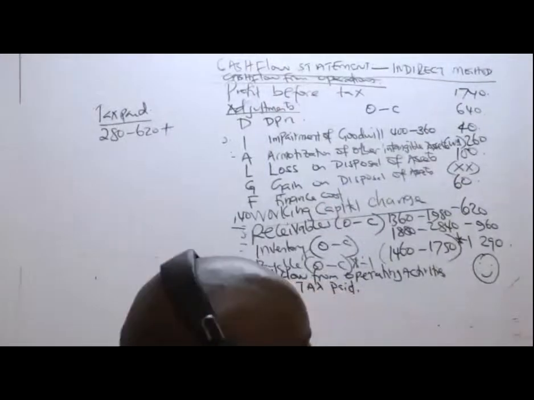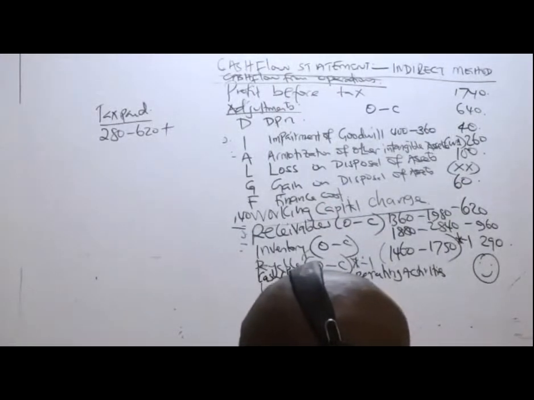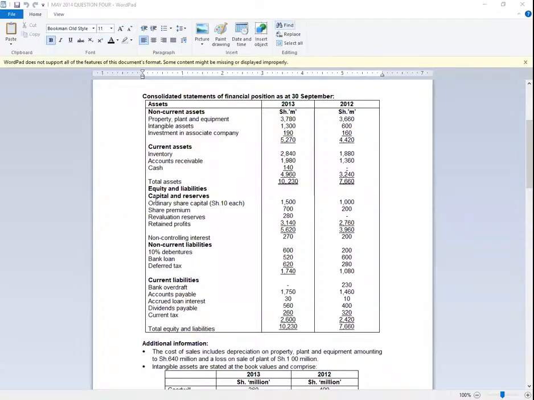Current tax, I'm taking what minus what? Is there somebody who is able to see the current tax here? 320 minus 260. So plus 320 minus 260. Is there somebody who can remind me what else am I going to add here?